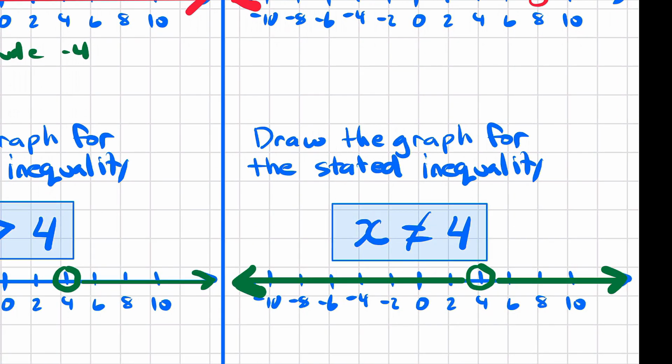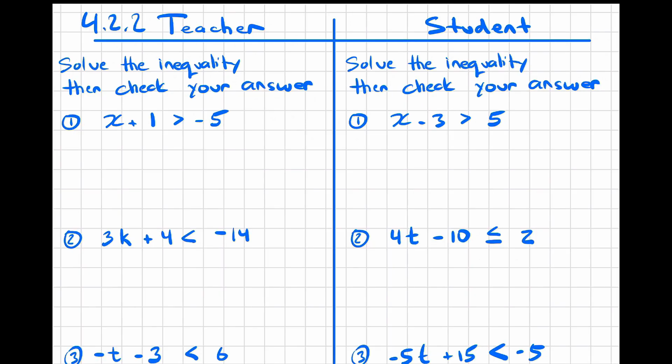And for the final one where you are drawing it, this one's a little bit tricky. X is not equal to 4, so that's why we have this open circle right there, but it means that it is every other value greater than 4 and every other value less than 4. So in this case, from that open circle, you would need arrows shooting off to the left and shooting off to the right.